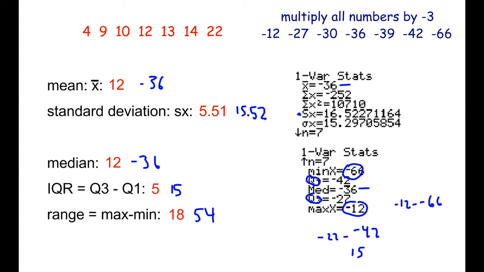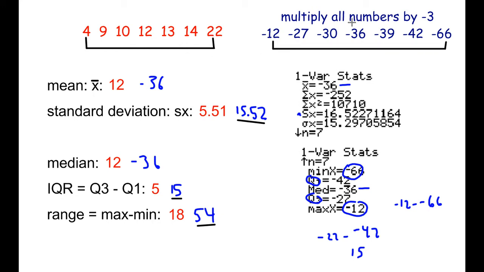The three measures of spread are interesting. They all followed the same pattern. They multiplied by 3. So here, 5.51 roughly multiplied by 3 with a little bit of rounding error is going to be 15.52. 5 times 3 is 15. 18 times 3 is 54. What happens is if you multiply everything, the numbers actually get farther apart from each other. So here, it was only 4 over to 22. They're pretty close. But when you multiply them by some big number, they're going to get farther apart. These numbers are no longer as close to each other, but they stay the same ratio.